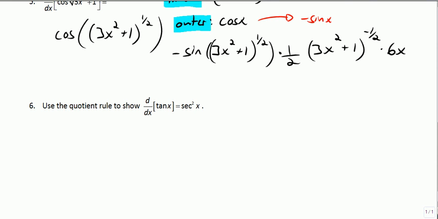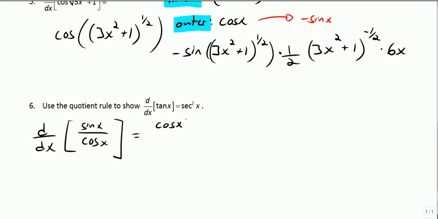I just got to use quotient rule on tangent to get it to secant squared. So the derivative of tangent is like the derivative of sine x over cosine x. I gotta do low, so I go low d high, so cosine x. Derivative of sine is cosine x, so there's d high, minus high d low, all over low squared.